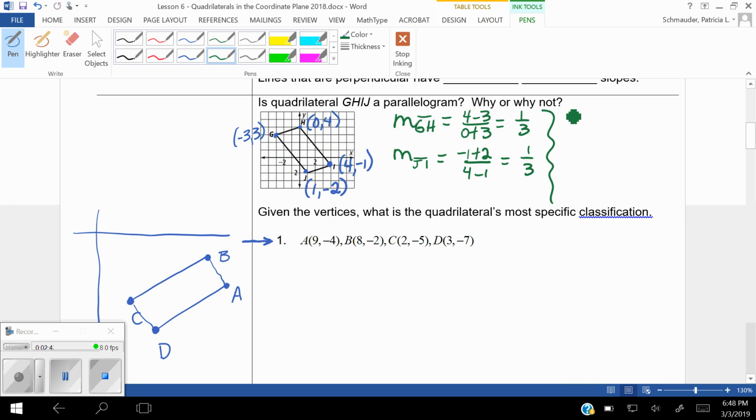So let me find the other two opposite sides' slopes. The slope of GJ is -2 minus 3, so -5, over 1 minus -3, 4, and the slope of HI is -1 minus 4, so -5, over 4 minus 0, 4. So yes, it's definitely a parallelogram, and how do I know that? Because of the definition of parallelogram that says if a quadrilateral has both sets of opposite sides parallel, it's a parallelogram.